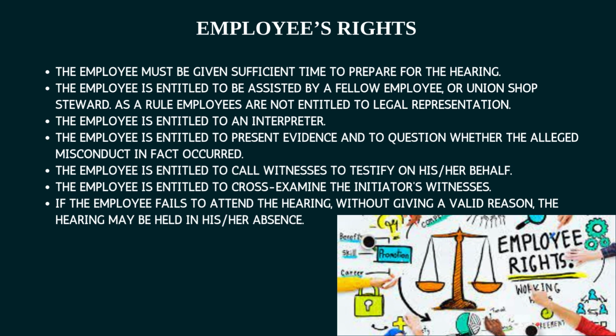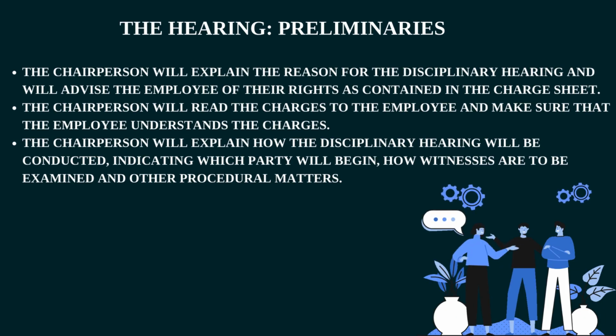If the employee fails to attend the hearing without giving a valid reason, the hearing will be held in his or her absence. At the commencement of the hearing, the chairperson will explain the reason for the disciplinary hearing and will advise the employee of their rights, as contained in the charge sheet. The chairperson will read the charges to the employee and make sure that the employee understands the charges. The chairperson will explain how the disciplinary hearing will be conducted, indicating which party will begin, how witnesses are to be examined, and other procedural matters.